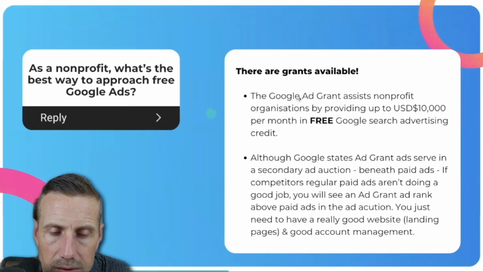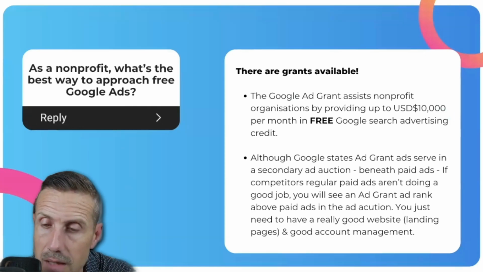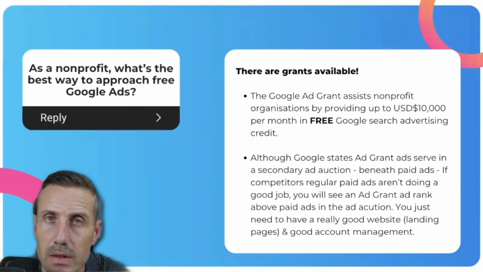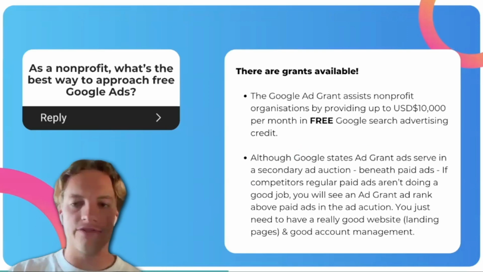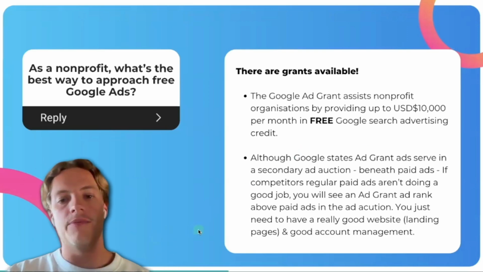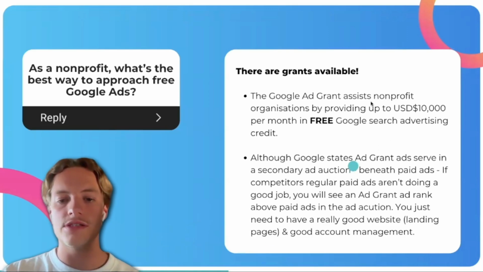One of the cool things that Google does for non-for-profits is provide grants. Do you want to just tell us a little bit about this, Ollie? Yeah, so I'm pretty sure it's just a standard grant that the non-for-profits will get. You've got to apply for it and everything. It's just that 10 grand USD per month, which is quite a large sum for some organizations.